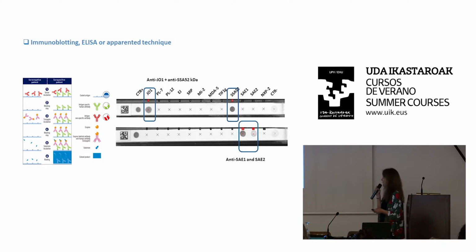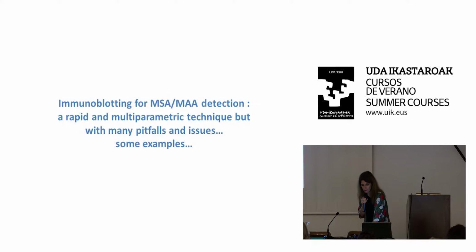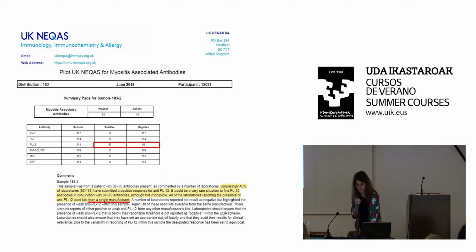anti-SSA52 and Ro antibodies. The second patient presented with a dermatomyositis, and as you can see here, he was positive for anti-SAE1 and weak positive for SAE2. So that's in everyday practice. This technique is great because it's rapid, it's multiparametric, it's easy to handle, that's great. But there are many pitfalls and issues with those techniques.